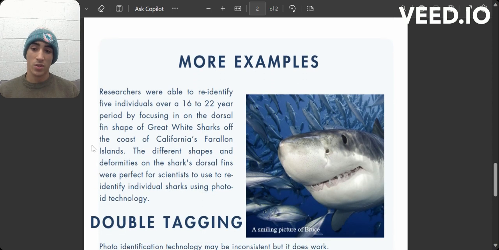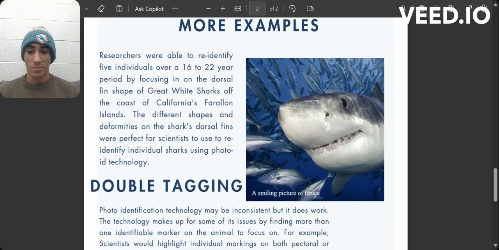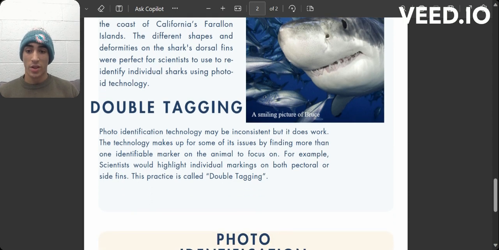Same thing used on great white sharks, but with the deformities on their dorsal fins, which were used by the technology to identify them. This is also a way for them to make up for the inconsistency by targeting two forms of markings to look at on the animal, so they can focus on a pectoral fin that has deformities and some markings on their chest.